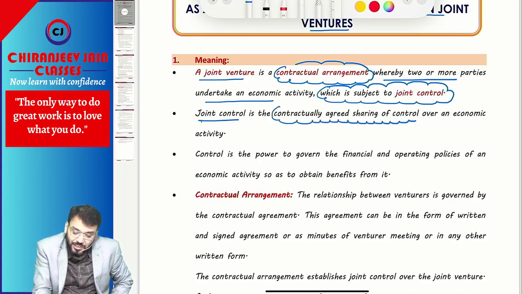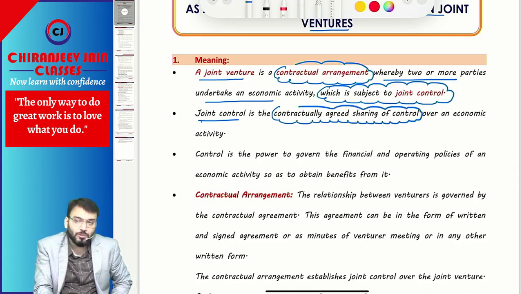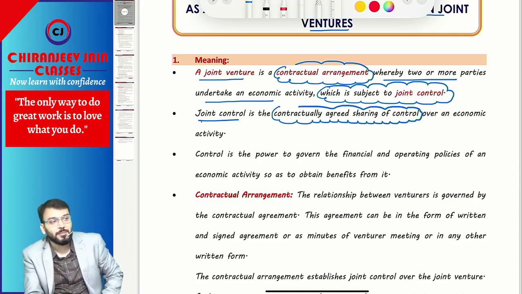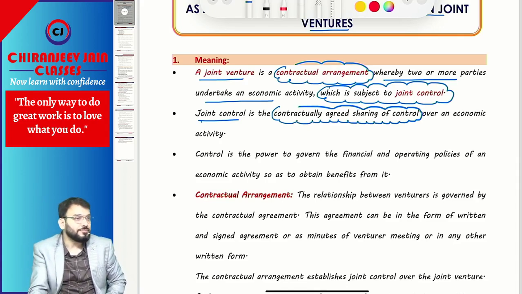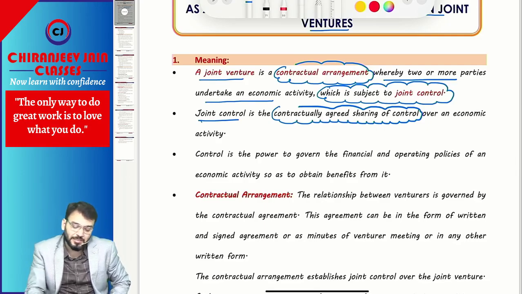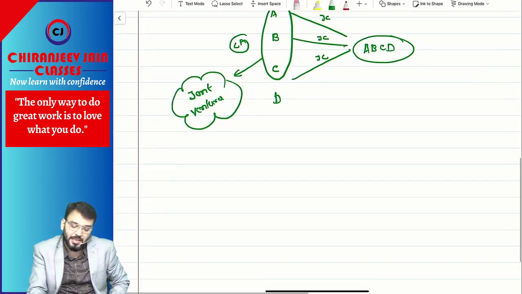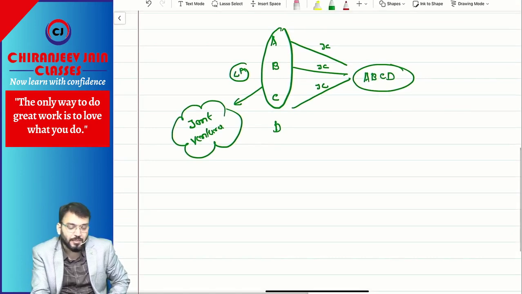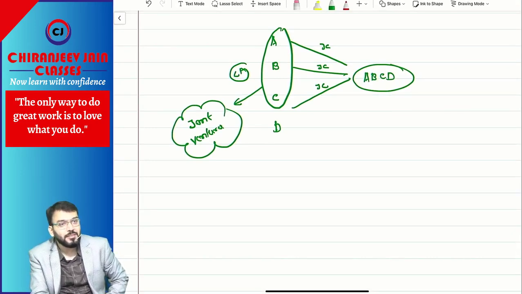Contractually agreed sharing of control. So can you see, if there is no contractual agreement, there is no joint venture. So contractual agreement is a must. Means if I say in this way, ABCD have created one company ABCD, but there is no contractual agreement among ABCD. So whether it is a joint venture, then it is not a joint venture.